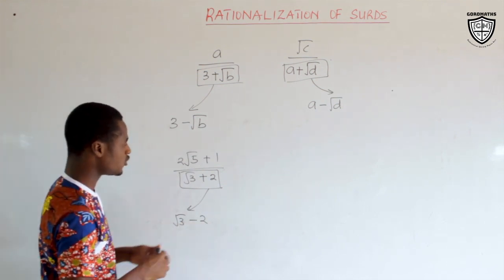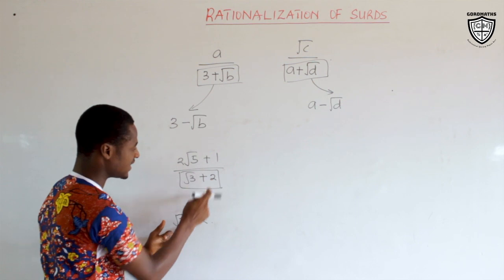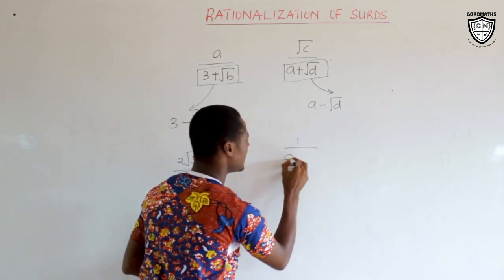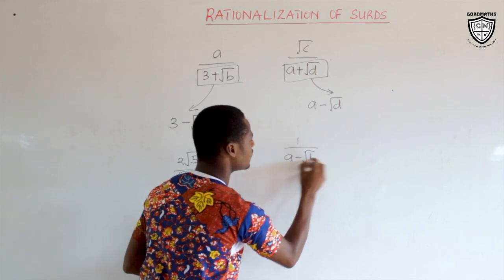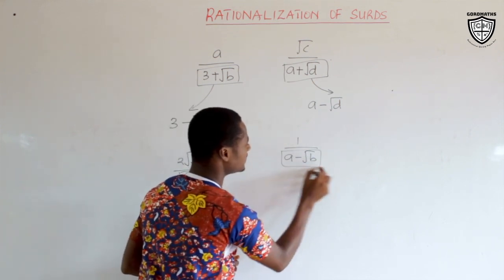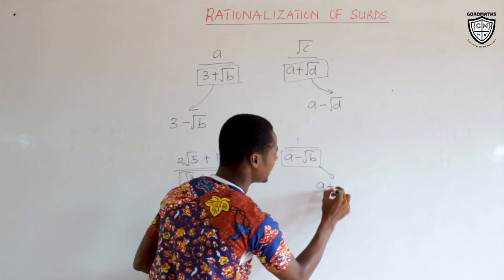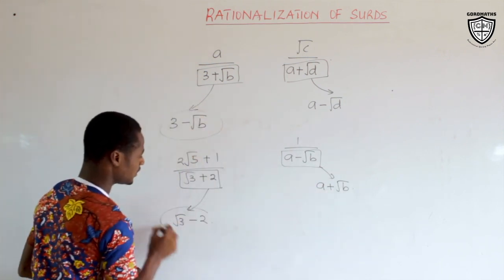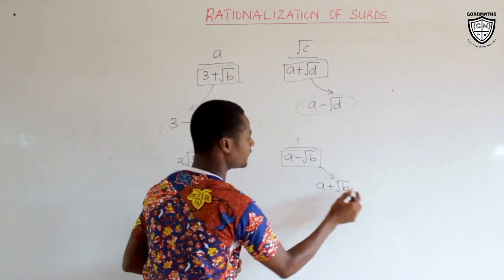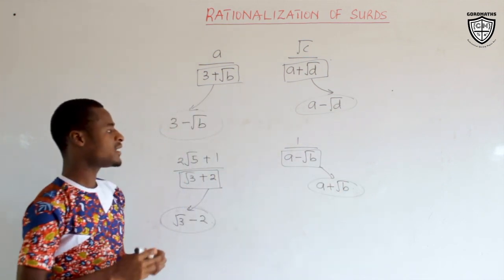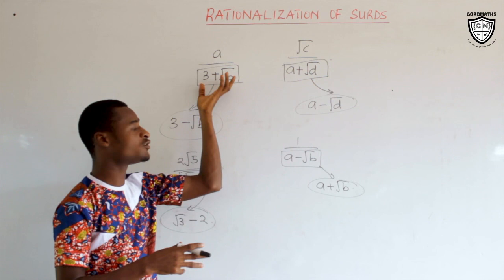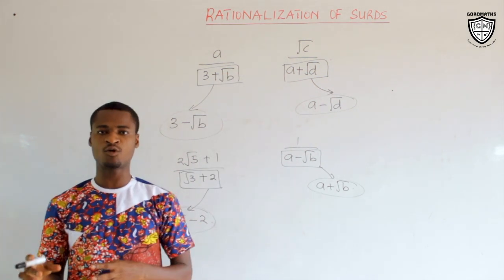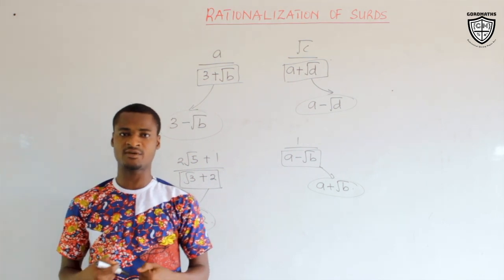So we obtain the conjugate when we change the sign between the terms. We could also have 1 over a minus square root of b, and the conjugate for this is going to be a plus square root of b. These are what we call the conjugates of the sets. Now we will take examples which involve denominators that have more than one term and look at how we can use the conjugates to rationalize these expressions.